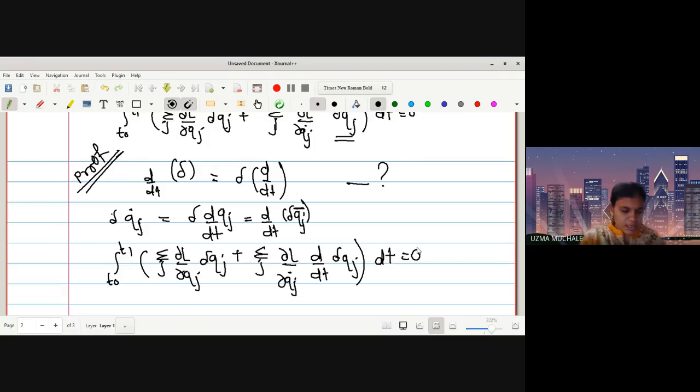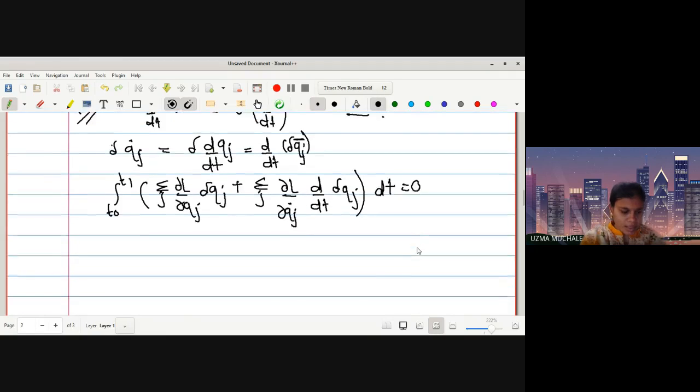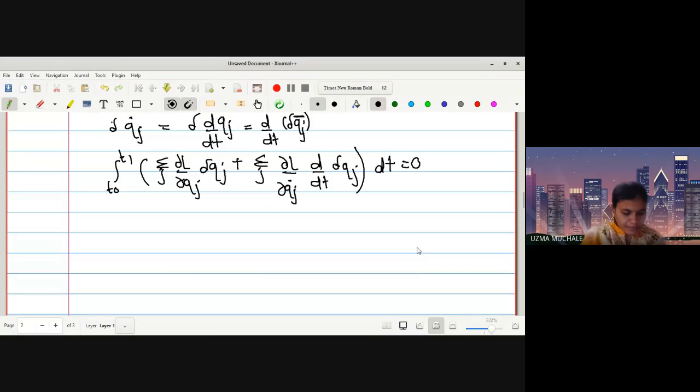Now what is the next step? We have to find out the value of this integration, right? So before finding the value for this integration, what we can do is find out the value for this one. Because we don't know what L is, hence we will keep this as it is.